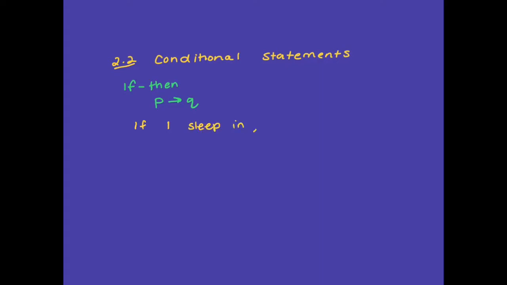2.2 was our conditional statements. So we'd start with an if-then statement, or P then Q, if P then Q, where the first part of our statement is our hypothesis and the second part is our conclusion. For example, if I sleep in, then I will be late to school.